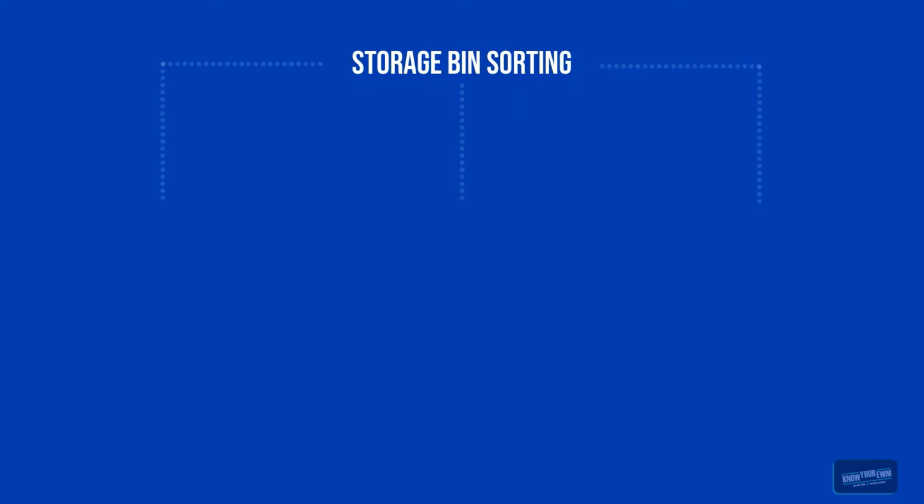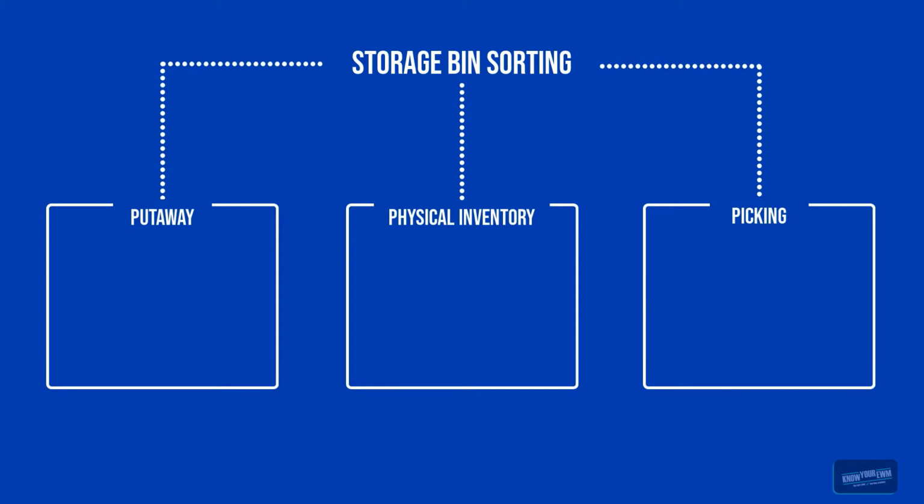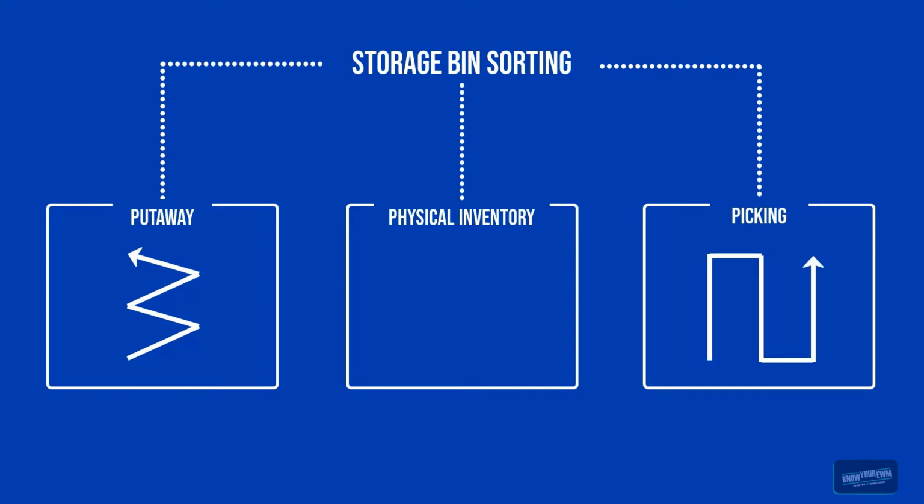Of course, there is not just one sorting path through the different storage types. You can set up different storage bin sortings for the different activities in your warehouse. For example, you can set up a crisscross route for the put away activity, and a serpentine route for the picking activity, and maybe some other path for physical inventory. It's up to you.